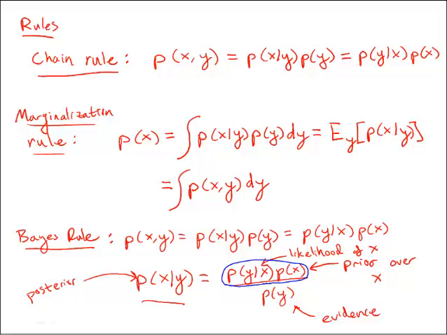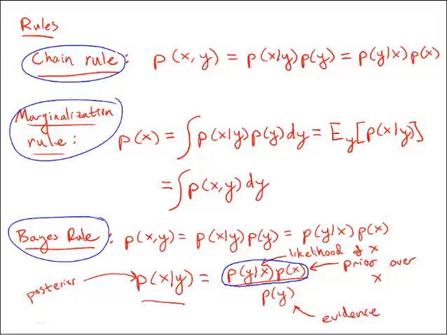So these are the three big rules in probability theory that will get you far in neuroscience and in life. And that is all for now. That is all you need to know.